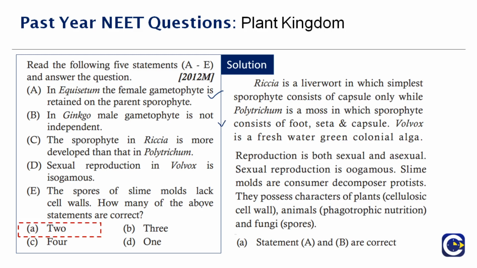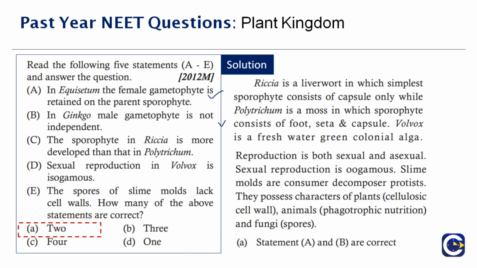Now to your right side, you can see the description part, which gives you the explanation of the 3 statements which went wrong. Now, why are they wrong? We will go one by one. Look at the third statement here, option C: the sporophyte in Riccia is more developed than that of Polytrichum. No, this one is actually a liverwort, and it has the simplest sporophyte, which consists of only a capsule, while Polytrichum is a moss in which the sporophyte consists of foot, seta and capsule. Therefore, option C is wrong. It's not more developed than Polytrichum.